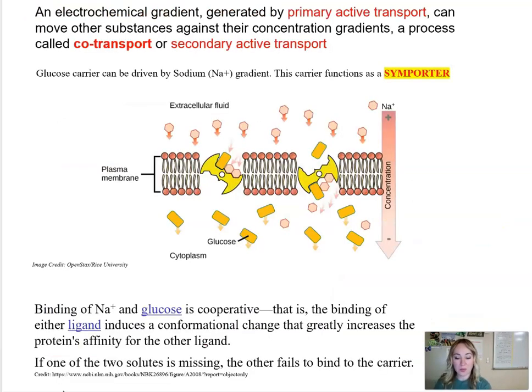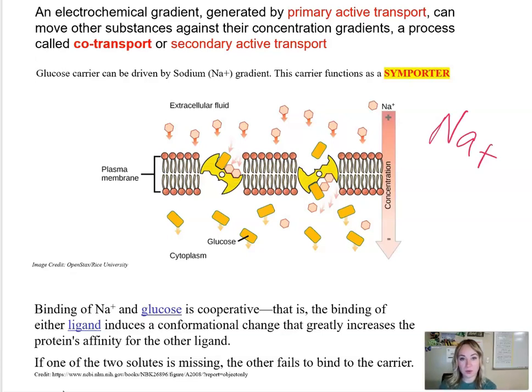So here's another example. We have an electrochemical gradient that is generated by primary active transport. It means we have a pump that actually moves the ion, and in this case the ion that's being moved is sodium.